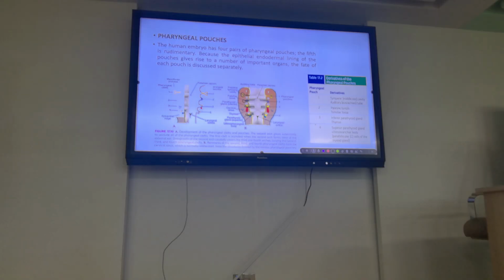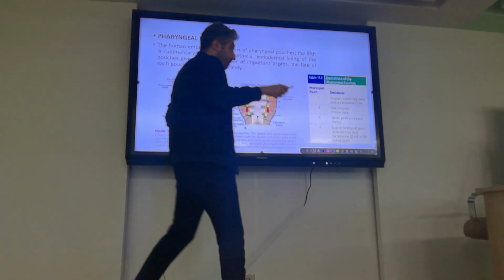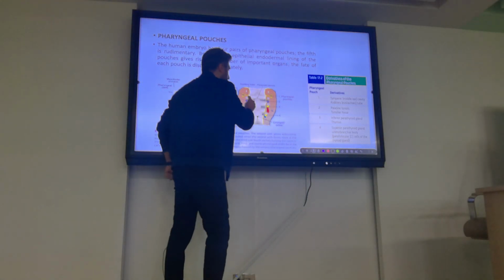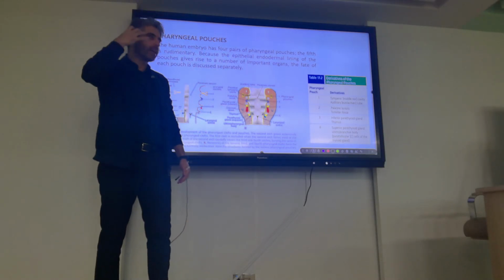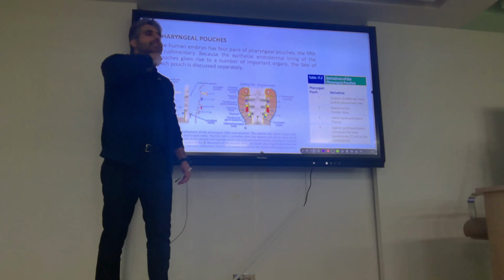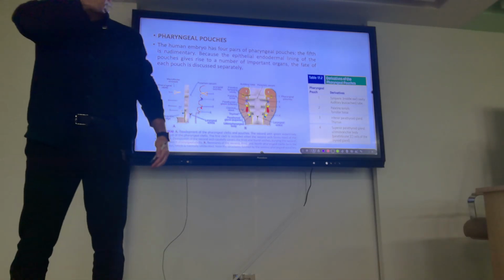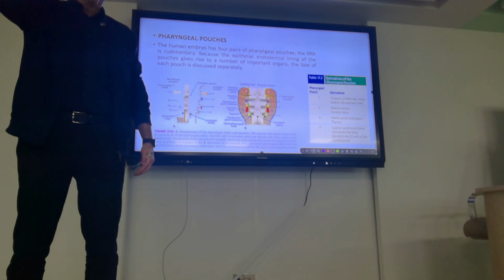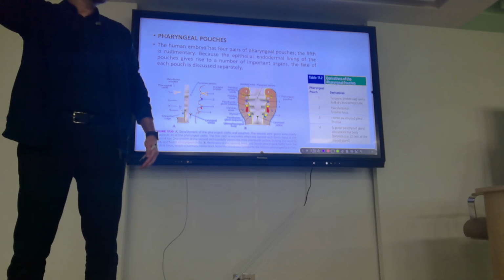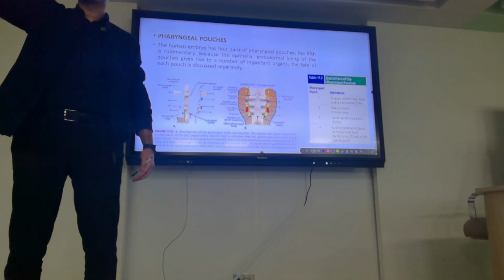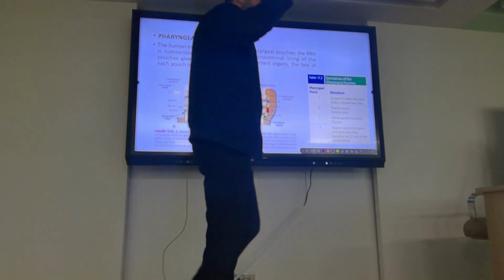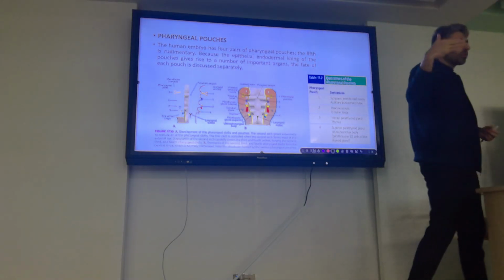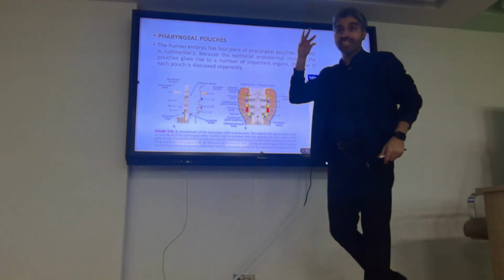The first pharyngeal cleft, this one, is between the first pharyngeal arch and the second pharyngeal arch. I told you here is the first pharyngeal arch, here is the second pharyngeal arch. Between them you have a cleft. This cleft makes the external auditory meatus, the external auditory canal. So you can see here, the external acoustic meatus and external acoustic canal are made by the cleft.